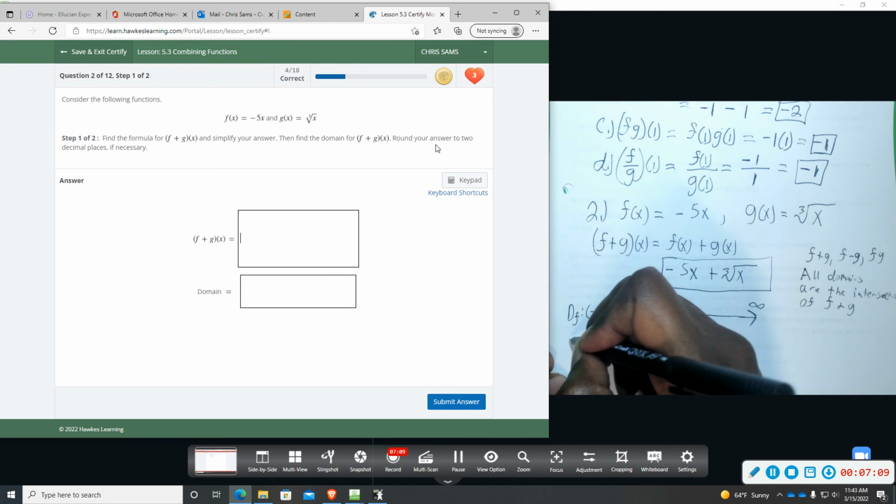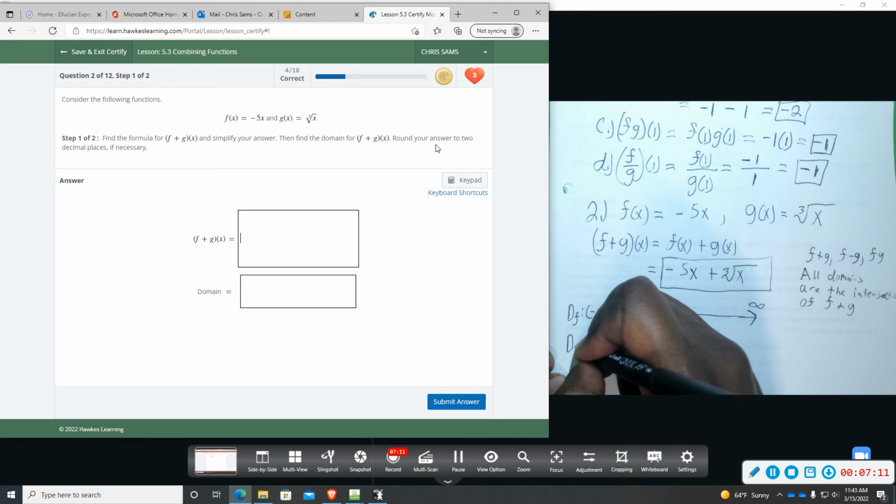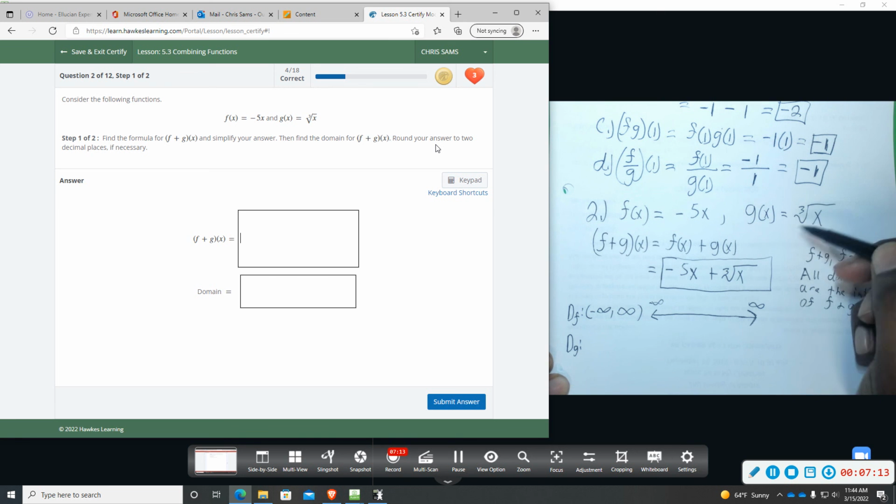And then the domain of g. Okay, so we have this. Do we have any fractions? No. Do we have an even root? So we do have a root. This is a radical, but it has to be even. It has to be like 2, 4, 6, 8, or something like that. This 3 is not going to cause us a problem.